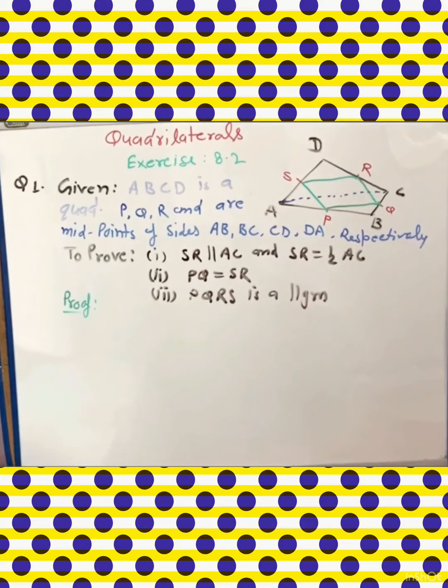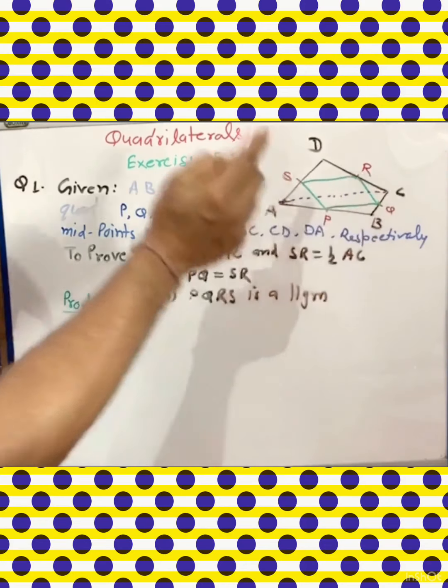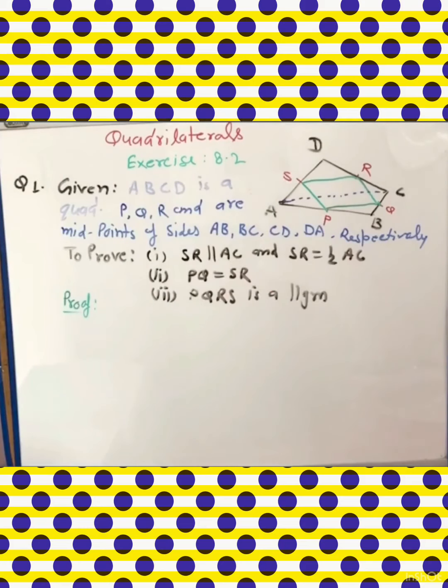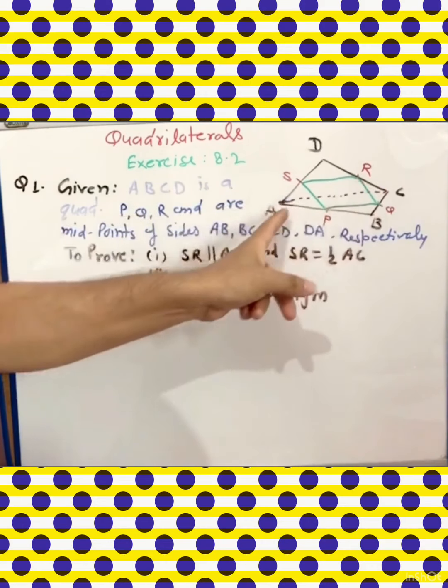For proving these things, we will write the given information. After that, we will prove it. Now start the solution. Since P, Q, R, S are the midpoints, we will take first of all triangle ABC. Since the requirement is that SR is just half of AC and parallel to AC.